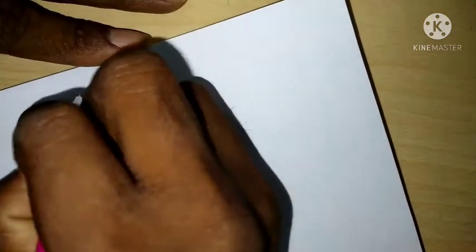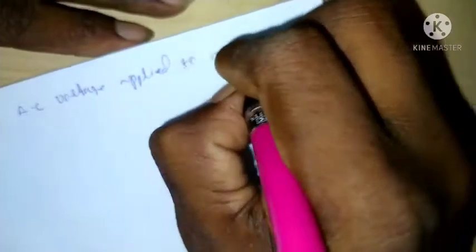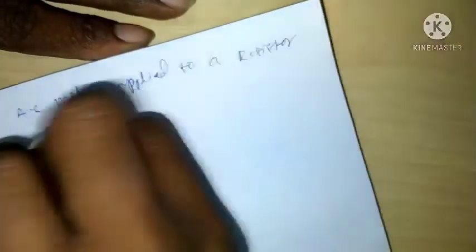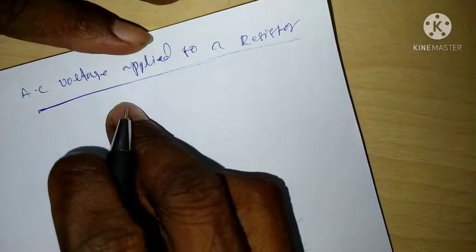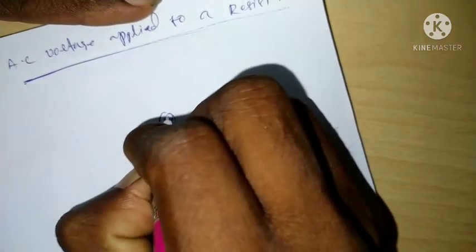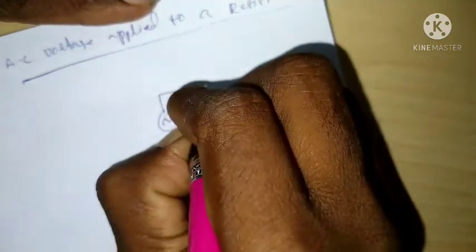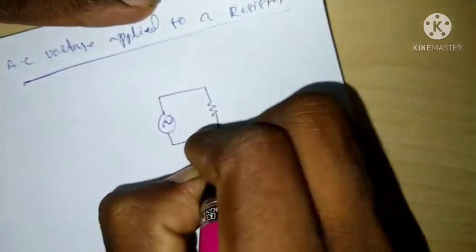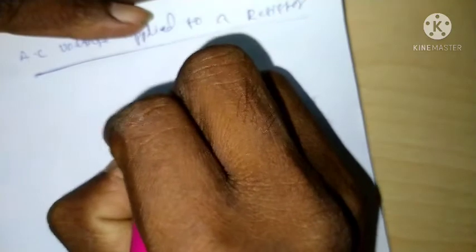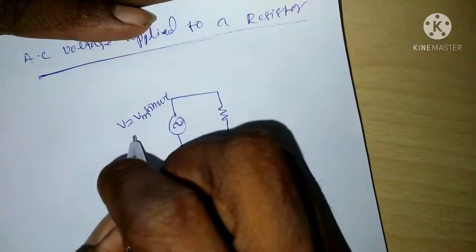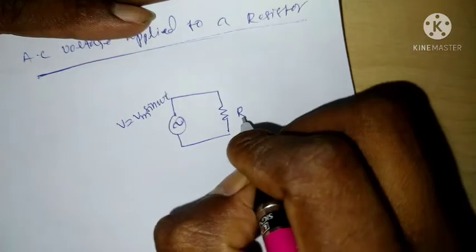Today we discuss AC voltage applied to a resistor. If we take one AC voltage, that is the AC symbol, the AC voltage V is equal to Vm sin omega t connected to a resistor R.